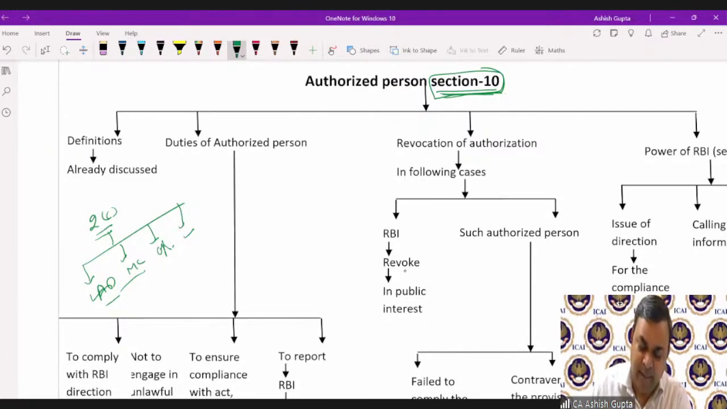Now, what are the other provisions as prescribed in section 10? So first is duties of authorized person.